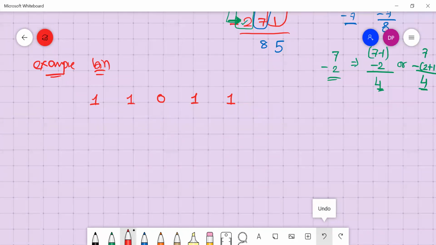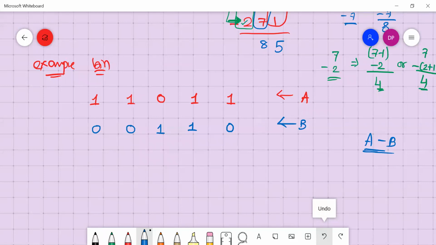Let's represent this red color stuff as A. And I have another number, 110. Take this as B. I would like to subtract these two numbers, A minus B: 11011 minus 110. So as here there are no digits, I can fill it with 0.